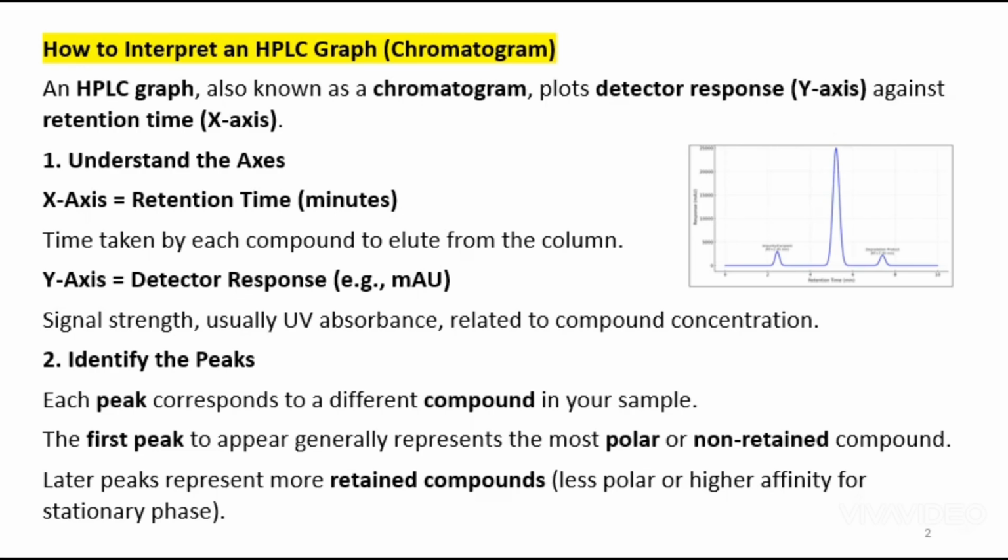Later peaks represent more retained compounds. That means these compounds, which are coming out at a later stage, are spending more time in the column. So these might be less polar or have higher affinity for the stationary phase. In HPLC, we know that two phases are there: the mobile phase and the stationary phase. The mobile phase is liquid, and the stationary phase is solid in the column.